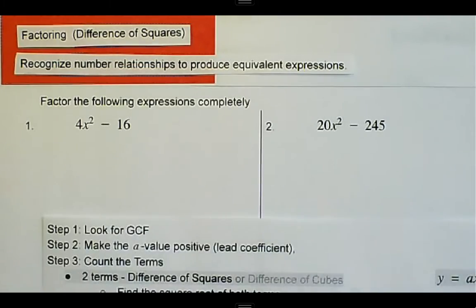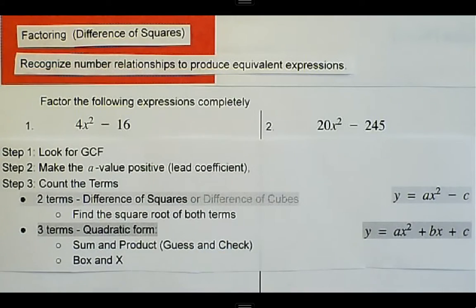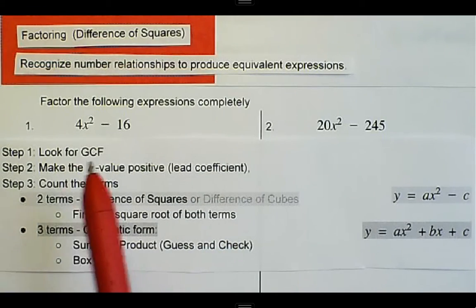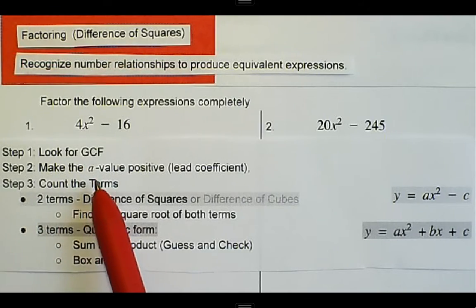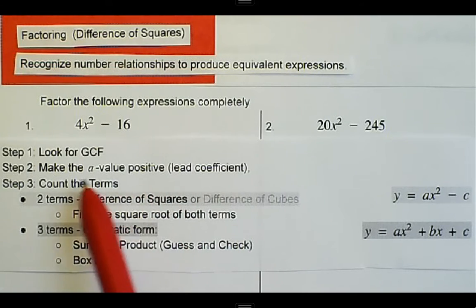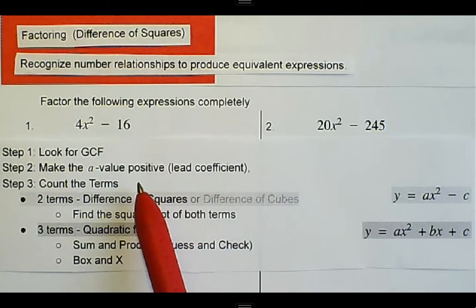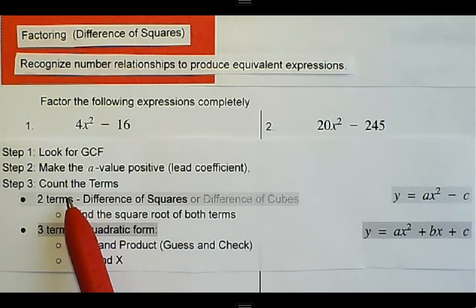So if we're looking at our factoring steps here, the first thing we always want to look for is any greatest common factor that we can take out. Then we want to make sure that the a value, or the lead coefficient, is positive, so we can factor out a negative if we want to make the a value positive. And then we want to count the terms.